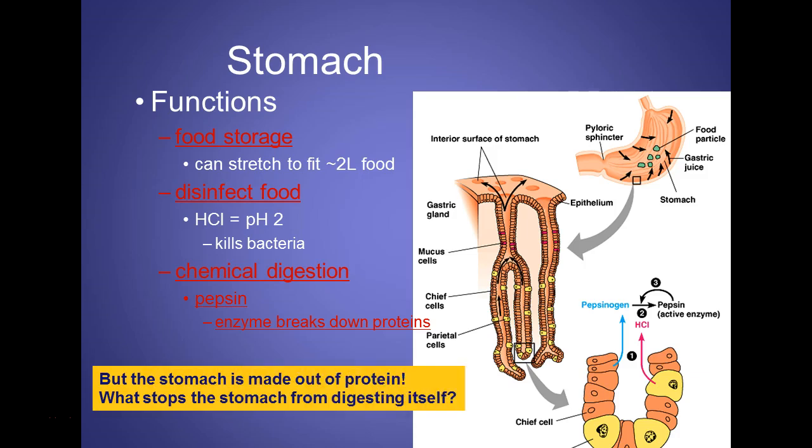Okay. The stomach is made out of protein. What stops the protein from digesting itself? That's a really good question. So you have this layer of mucus around the inside of your stomach, and that protects it from the pepsin and the acids digesting the actual stomach.